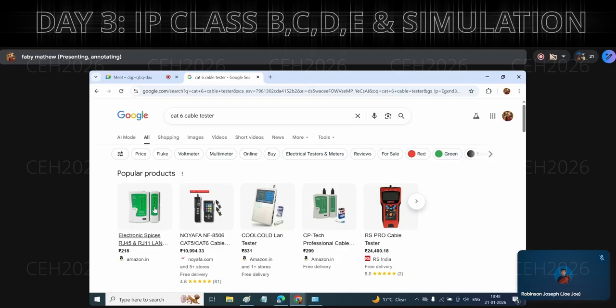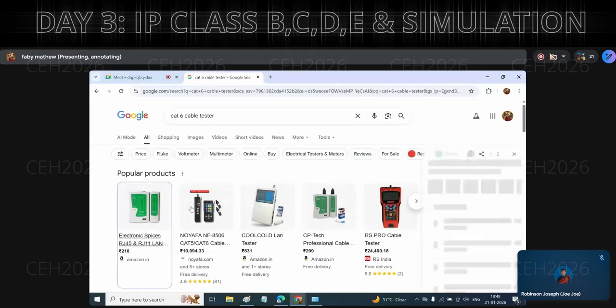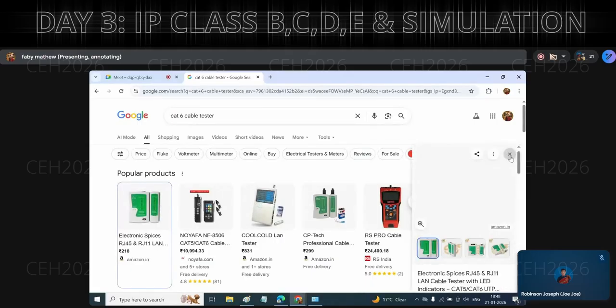One portion is detached, and one person is at the switch end, and one person is at the PC end. They will insert the RJ45 connectors at both ends into these Ethernet ports, and there are 8 lights. If each and every light is blinking in sequence, then we understand that the particular cable is correct. Otherwise, there is a problem with the cable.